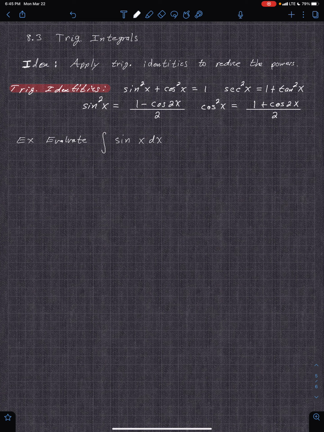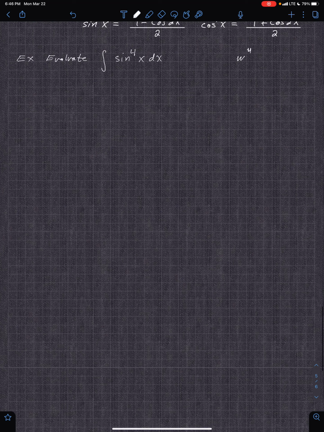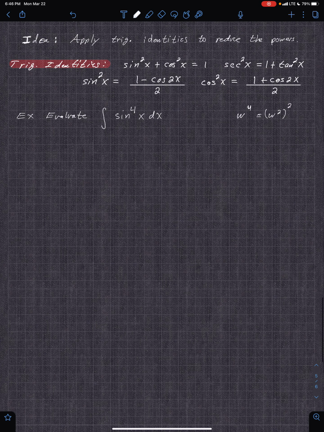Remember that's sine x quantity to the fourth, but that's the abbreviation we like to use. If you tried a u substitution right now, it's basically not going to work, because if you picked u to be sine, you'd need a cosine, and there's no cosine in there. What we want to do is reduce the power: take w to the fourth and write it as w squared, squared. Then you can substitute for the square.